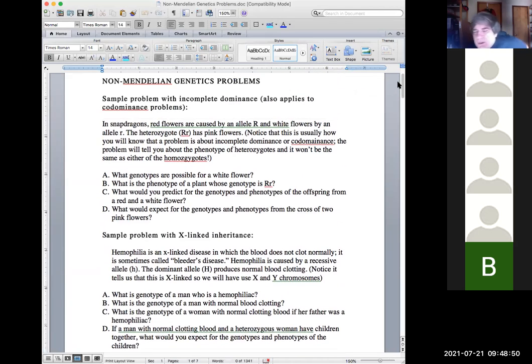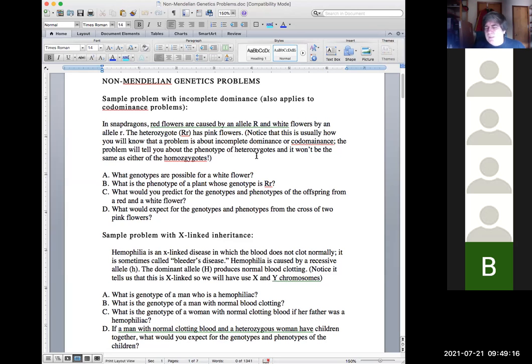So let's look at a problem with incomplete dominance, and notice codominance works the same way. Now, remember what I said the other day, when we work genetics problems, the problems will usually start out and give us some information about which allele is dominant, what type of phenotype it causes, which allele is recessive, what type of phenotype it causes.